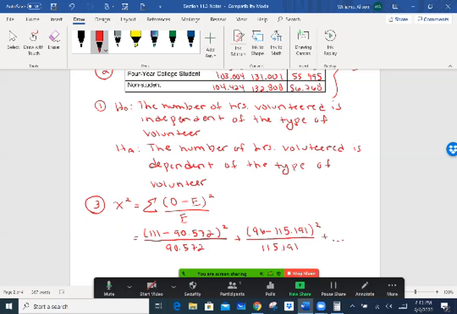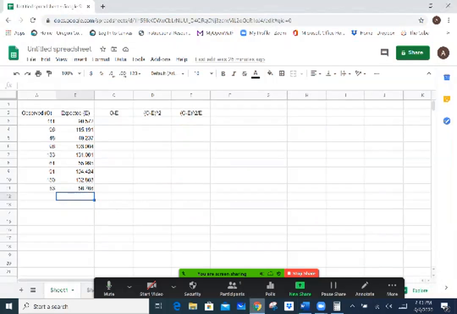All right, and as you can see, that's really cumbersome. It's going to take a while. So I'm going to go ahead and jump to Google Sheets. And since we're going to use it anyways, it's worth putting in this information here, and I'm going to show you how to do it. So this would be a great time to pause the video and enter the data.